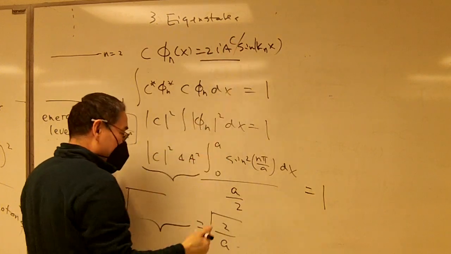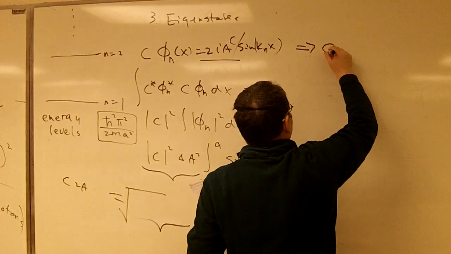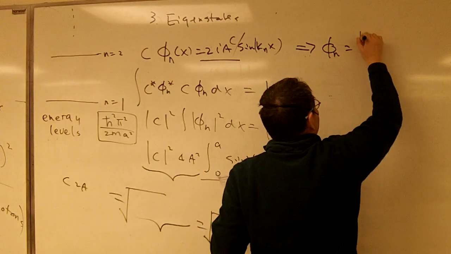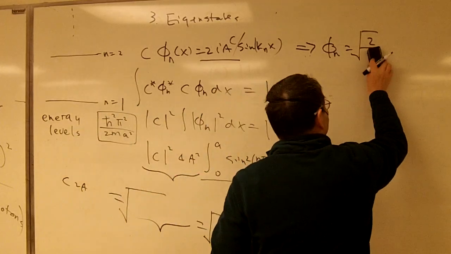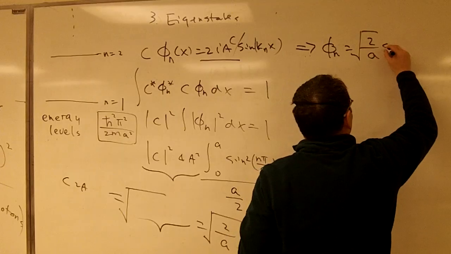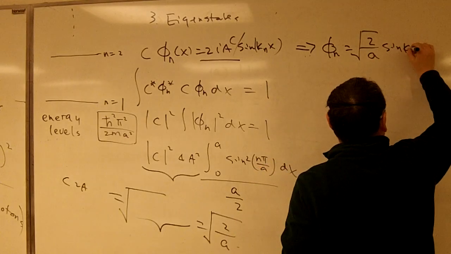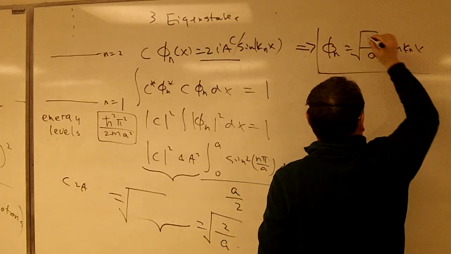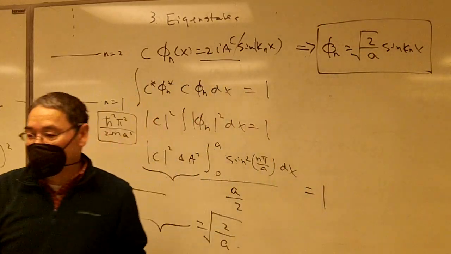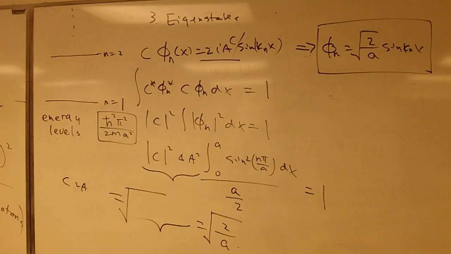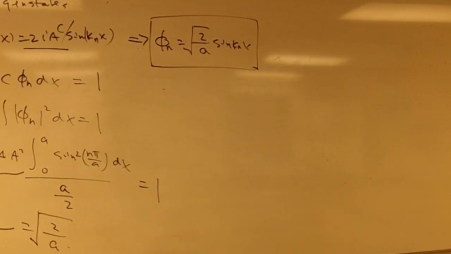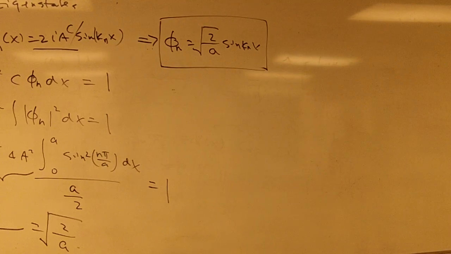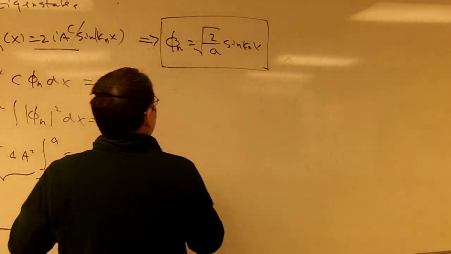So this part is now our normalized wave function with a square root of 2 over a, lowercase a, forgive me, lowercase a, and sine kn x. And this is our normalized wave function. So this normalized wave function is what we got here, and now we finally got this expression. So that's how the normalized wave function looks like.